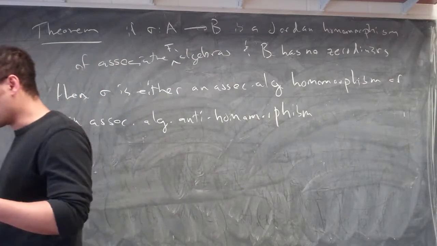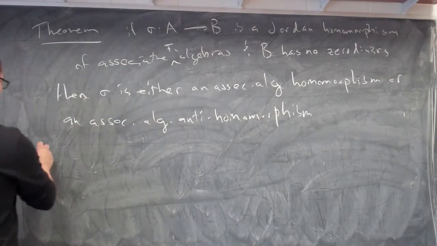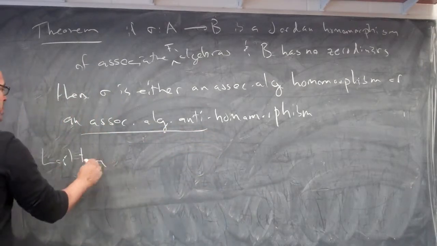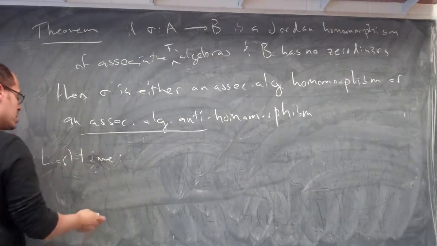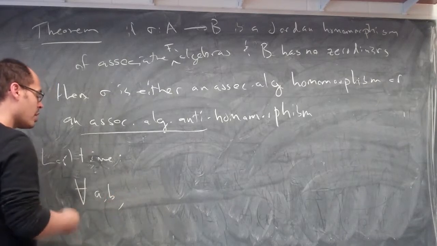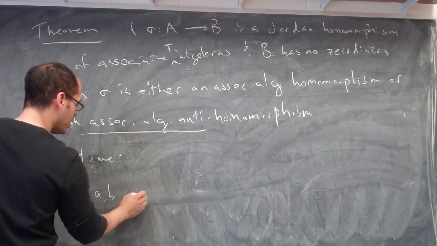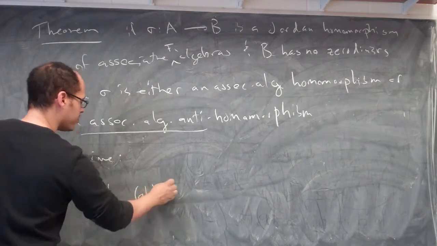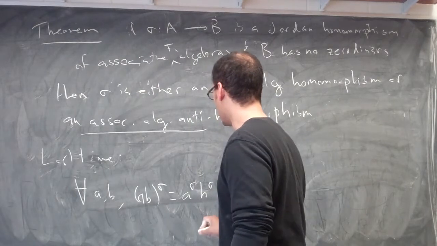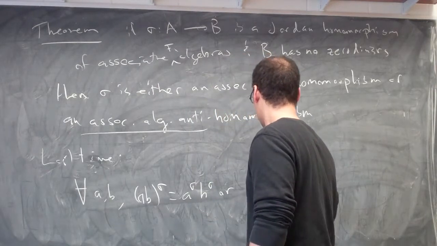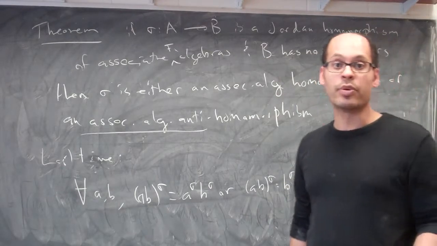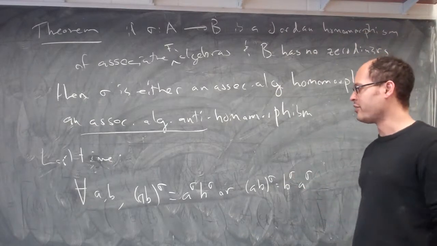And last time we did a fair amount of this. What we showed last time, so that's the conclusion of the statement of the theorem. Last time we showed that for all pairs of elements in the algebra, if you do sigma on AB, you either get A sigma B sigma, or you get B sigma A sigma. This seems very close to what we're looking for. The problem is the quantifiers are a little bit off.